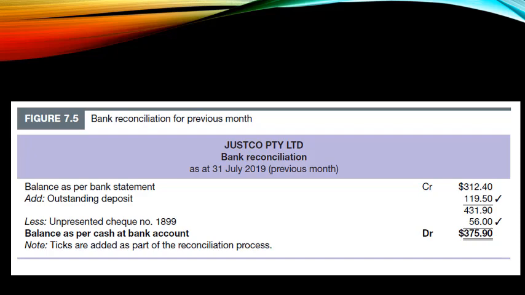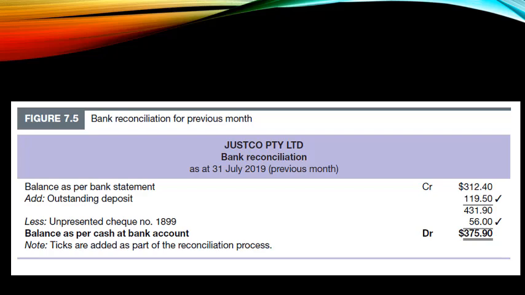So in the previous bank reconciliation, in this illustration, we have July, which is the previous month's bank reconciliation. We have the balance as per bank statement of $312.40, and then an outstanding deposit of $119.50. Less unpresented check, and we have to specify the number: check number 1899, which is $56. So the balance as per bank account, or cash at bank account, is $375.90.